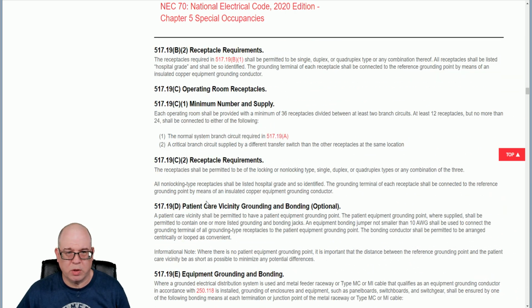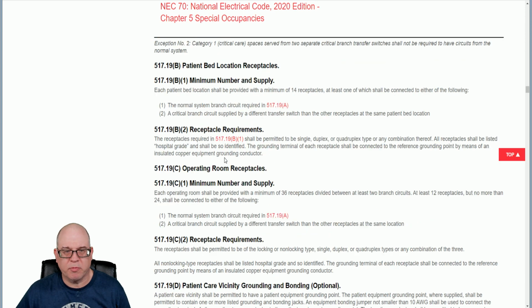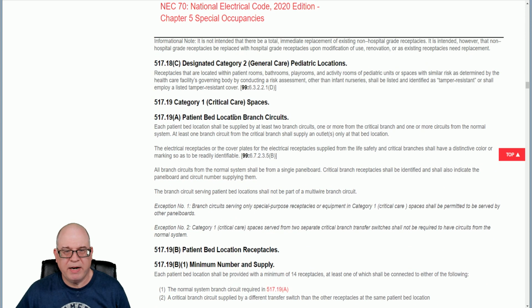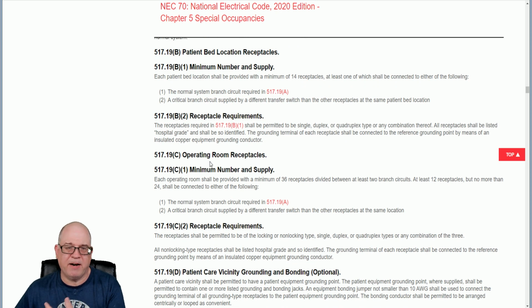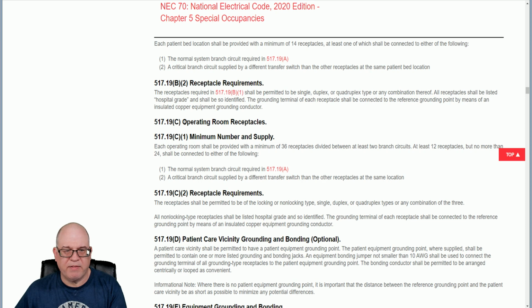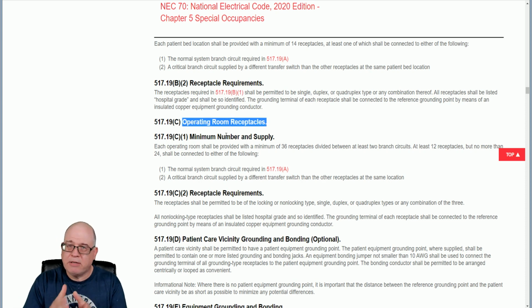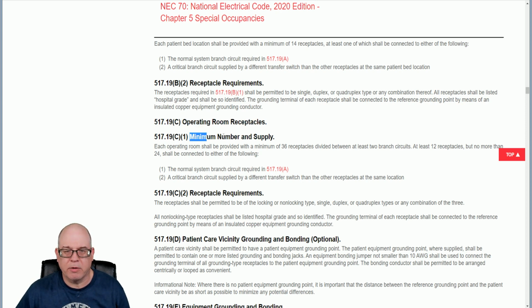And it was C1. So here's the operating rooms, but you'll notice that we have receptacle requirements, bed location, branch circuit requirements, the patient bed location receptacle requirements, the number that's required there. Again, this is all about receptacles. So here we've got operating room receptacles. Again, key trigger, key term, we're talking about an operating room. The receptacles are what are the requirements for how many do we need? So here's a minimum number right here.